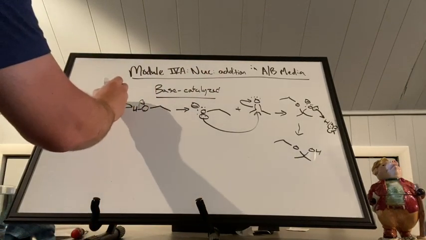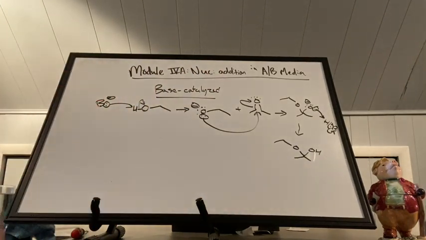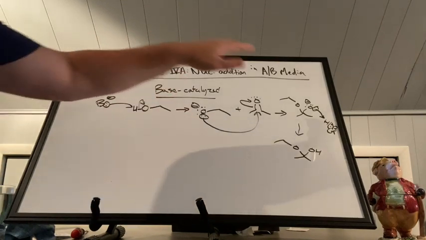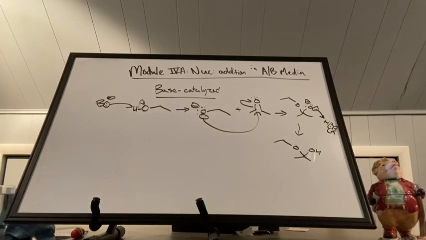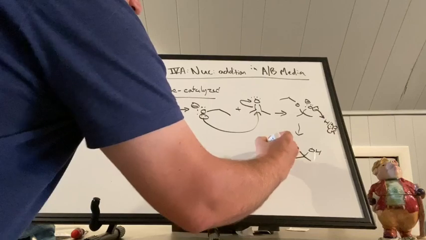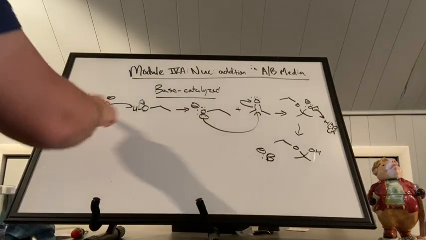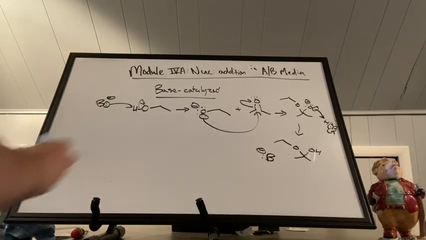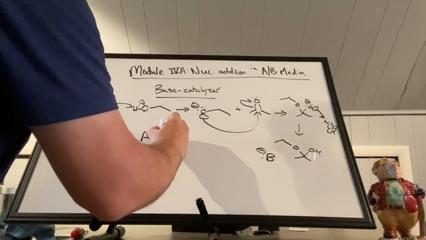So let's just say, for the sake of argument, this is a negative charge. It's going to jump around from one species to the next, right? And then that B minus is going to be there, right? So in other words, starting and ending, you're going to see the same species. Now let's look at acid catalyzed.